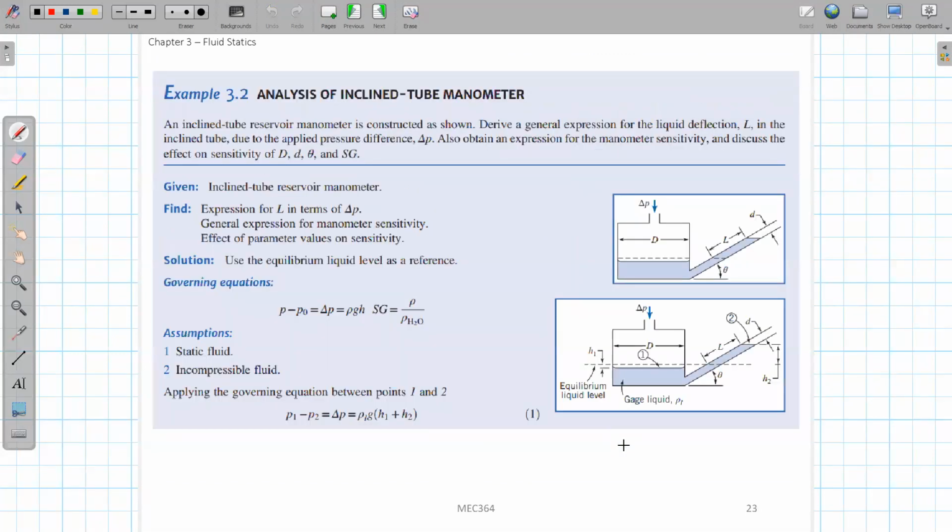Okay, so let's go to the next question. This question is a little bit more complicated because this is another type of manometer. We call this an inclined manometer. So it's not really a U-tube type. Please read this problem first, and then we will go through this one.